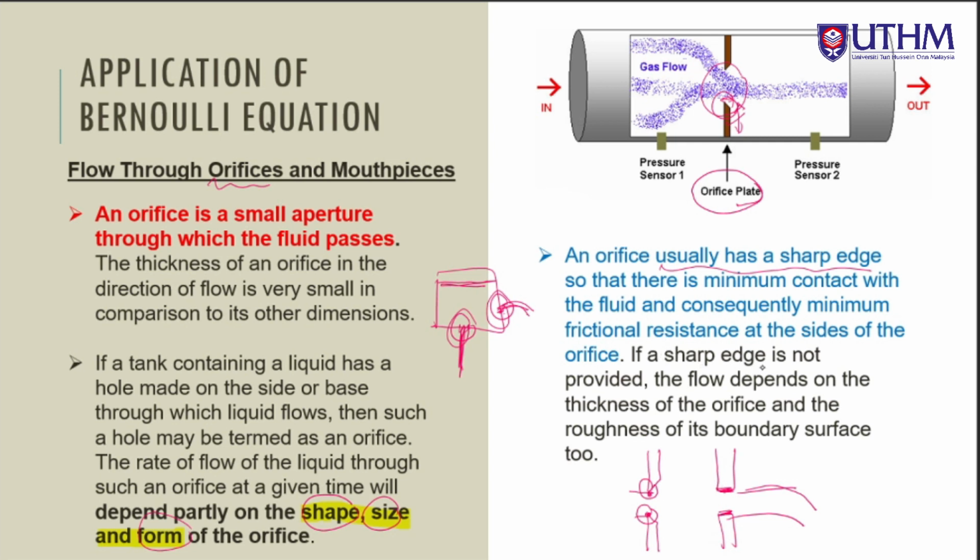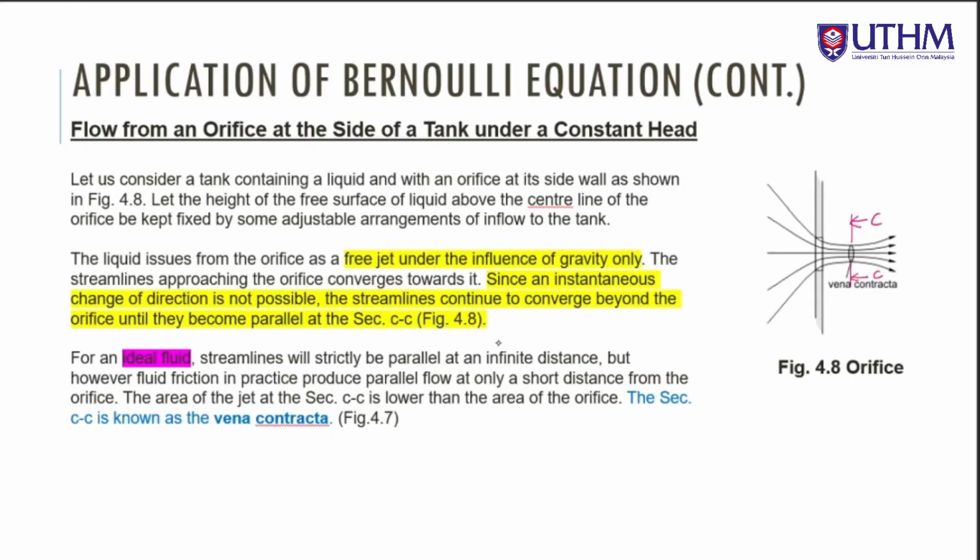If a sharp edge is not provided, the flow depends on the thickness of the orifice and the roughness of its boundary surface too. So it depends on the thickness: the thicker it is, the more friction loss there is. And then the roughness or the material of the orifice will affect the rate of flow of the liquid coming out. Okay, now we consider a case of flow from an orifice at the side of a tank.